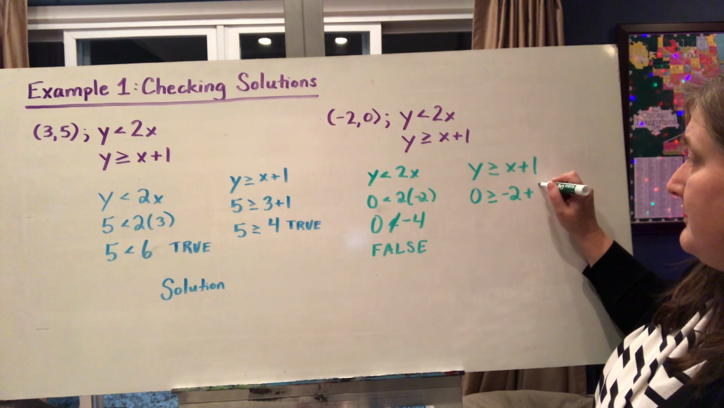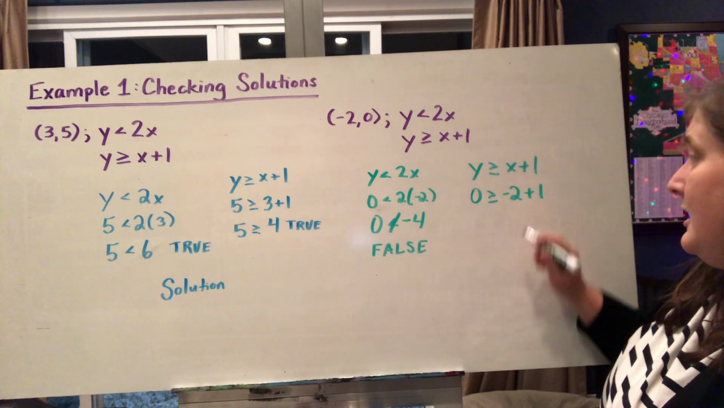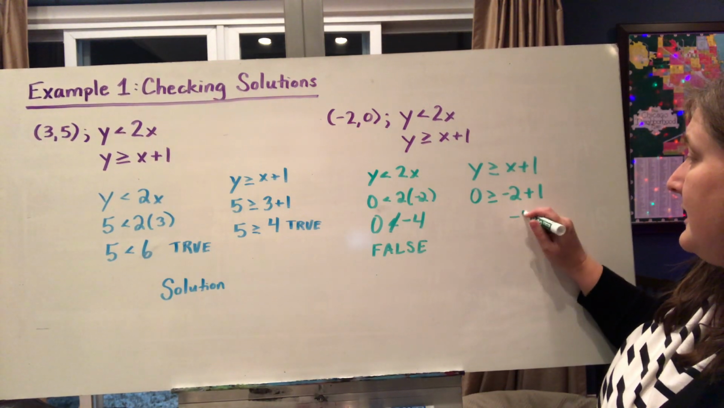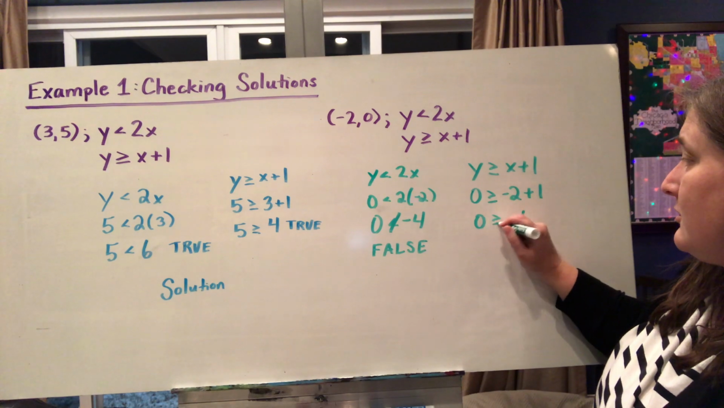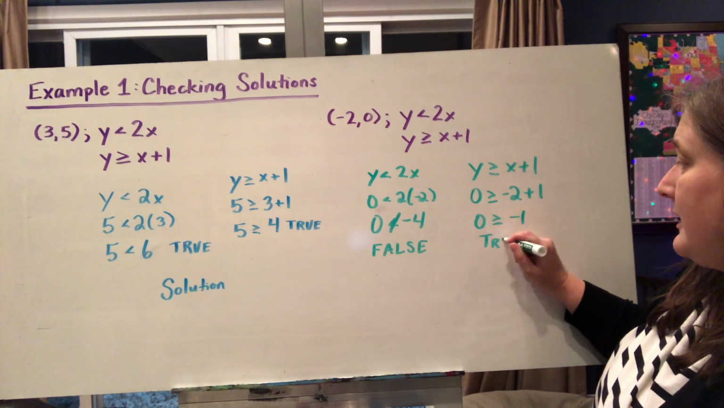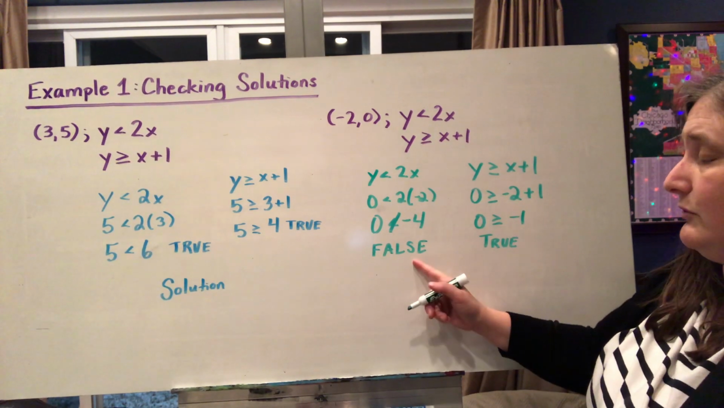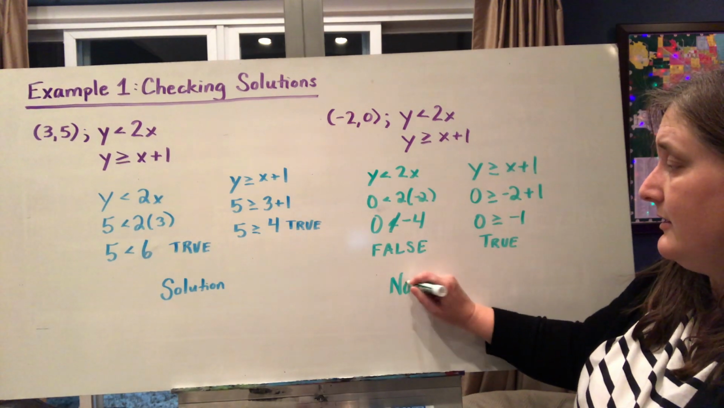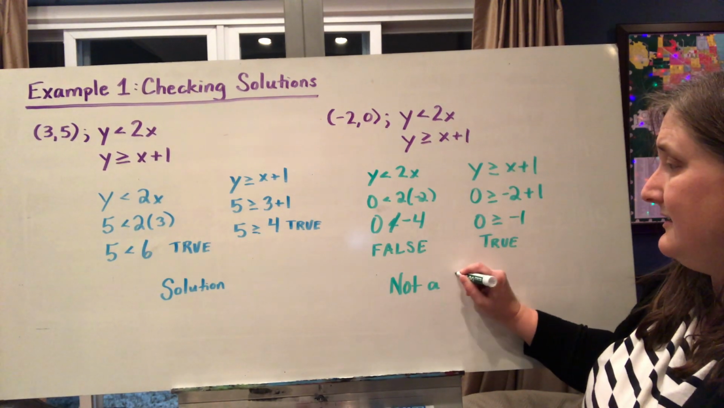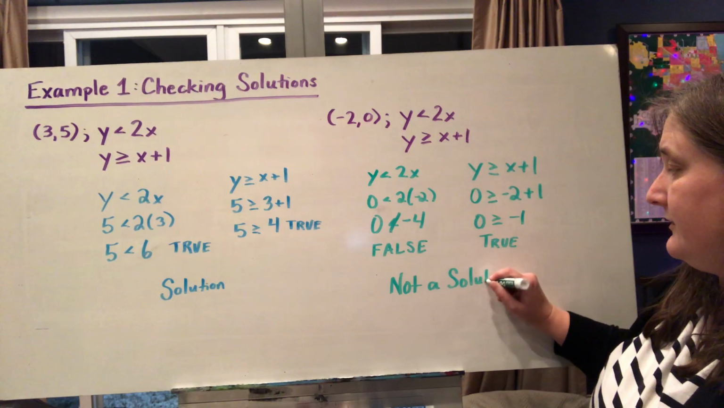So I'm just doing this one basically for extra practice here. So -2 plus 1 gives me -1. 0 is greater than or equal to -1, so I get true. But since the first one is false, this ordered pair is not a solution for the system.